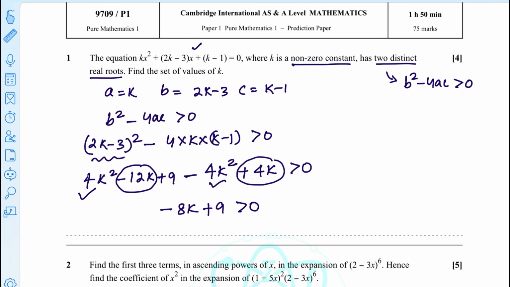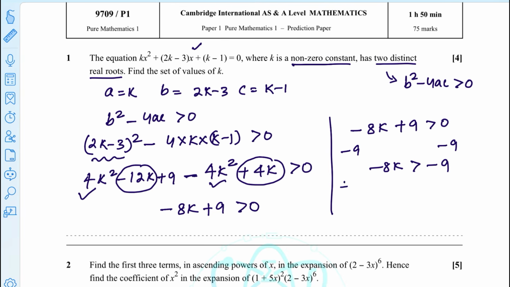Is it okay? Now I'm trying to find the value of k here. So if I do minus 8k plus 9 greater than 0, and I subtract 9 on this side, it will be minus 8k greater than minus 9. I need to find the value of k, so I divide by negative 8 on both sides. All of us know when you multiply or divide by a negative number, the sign of the inequality changes. So the answer should be 9 over 8. So k is less than 9 over 8 will be the answer for this question.